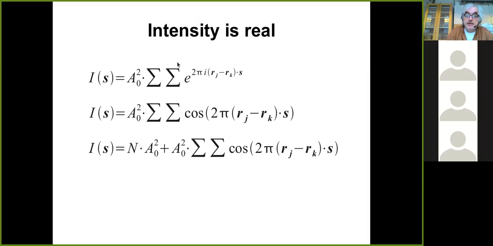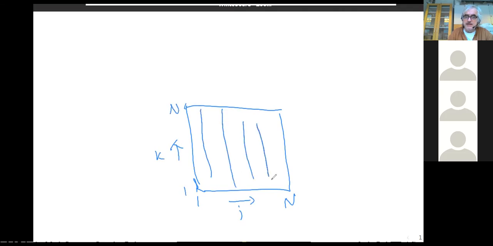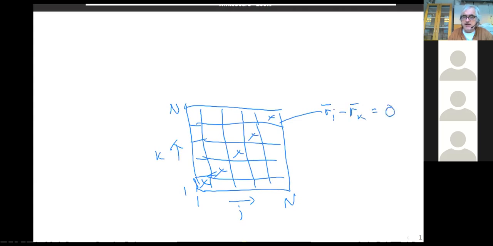Suppose you have a square matrix. This is 1 to the number of objects, say j is moving there, and here is k from 1 to the number of objects, a lot of different cells, trillions of cells in a reasonable crystal. Some of the cells will be along this diagonal, and there the distance rj minus rk will be exactly 0. The rest of them won't be 0, not necessarily at least. They could be 0, but not by geometrical symmetry arguments.